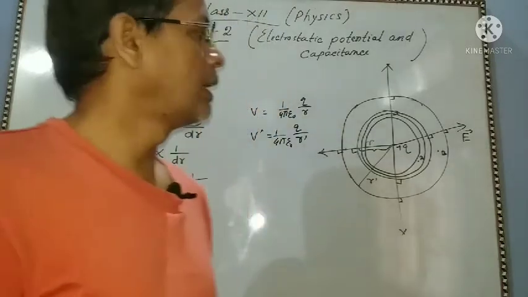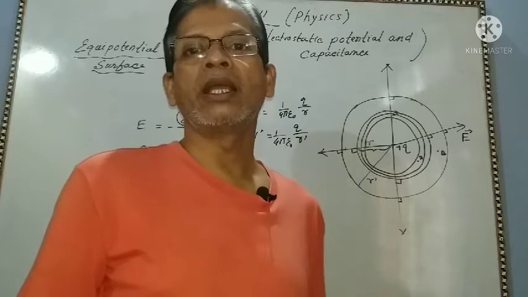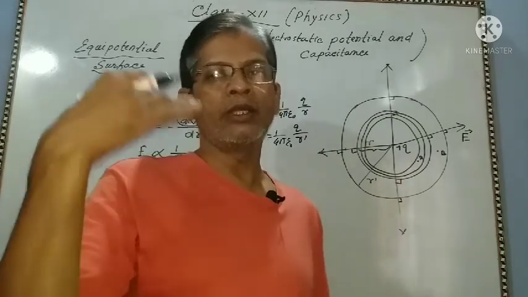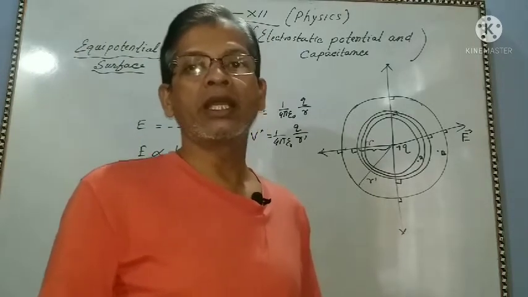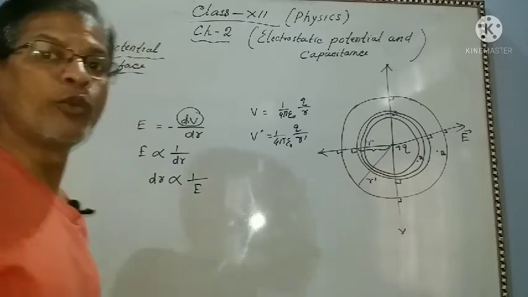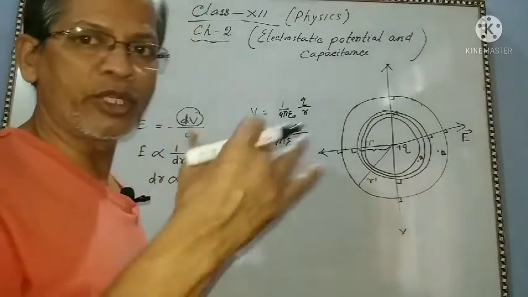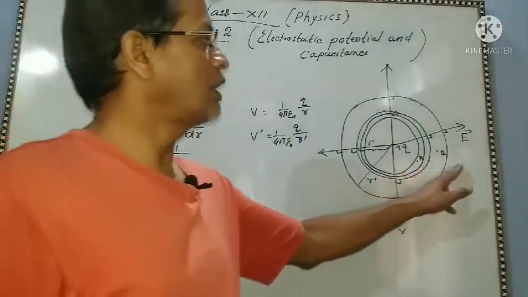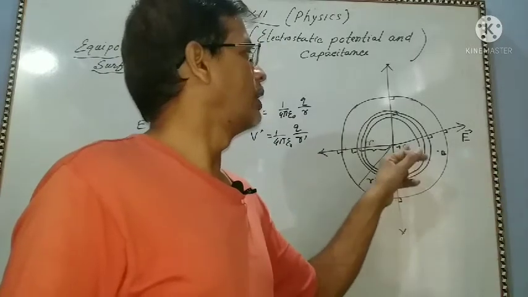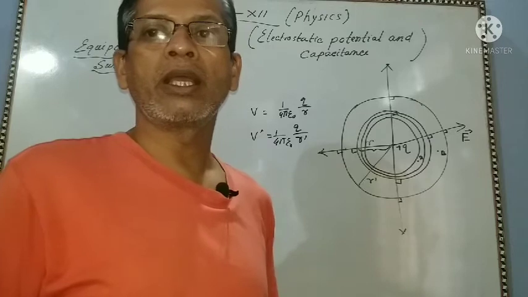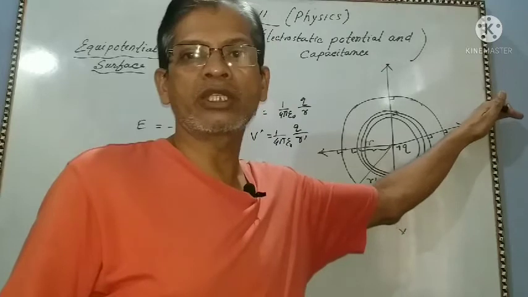And also, equipotential surfaces tell the direction of the electric field. The electric field will always be towards the decreasing potential. Where the potential decreases, the electric potential is gradually decreasing, and the electric field will be towards the decreasing potential. That means its direction will be towards this.